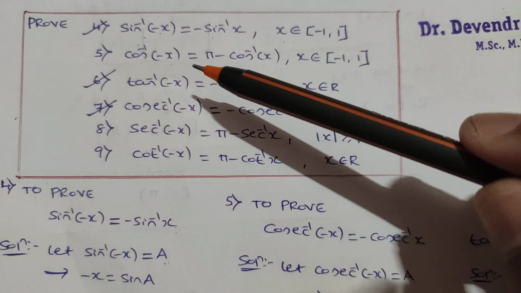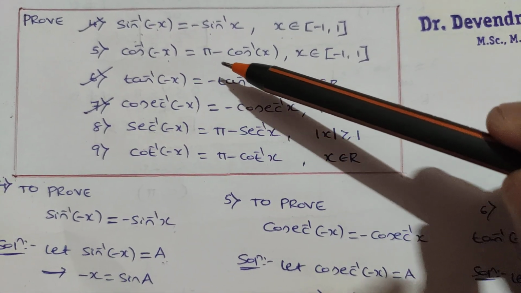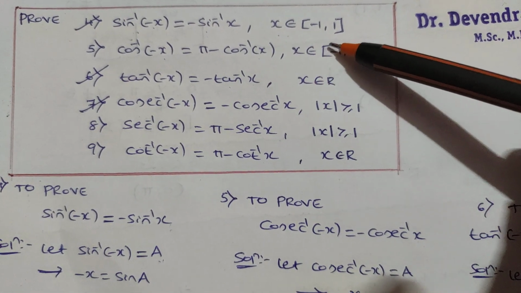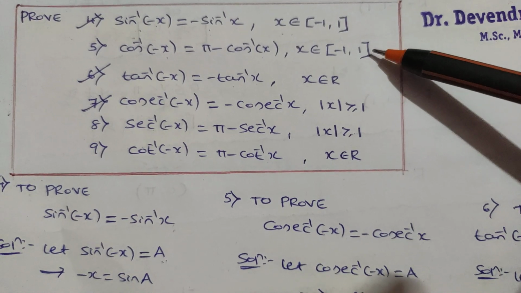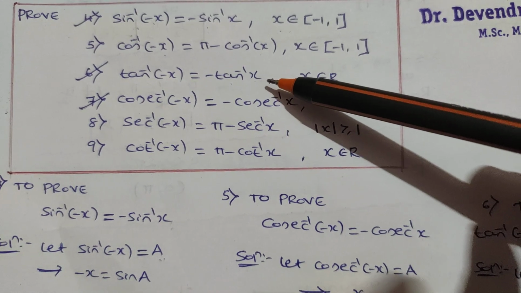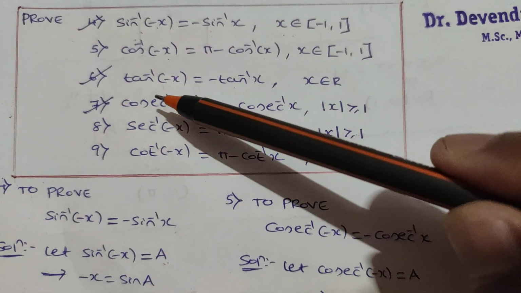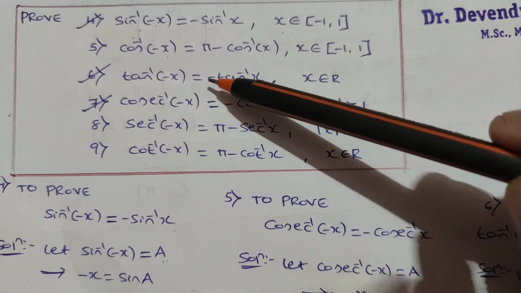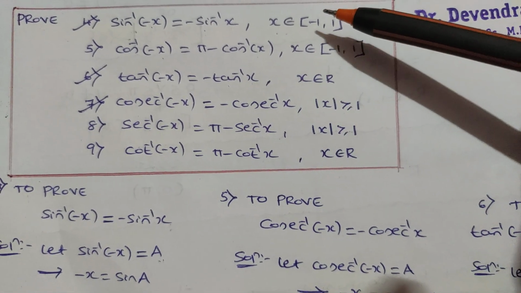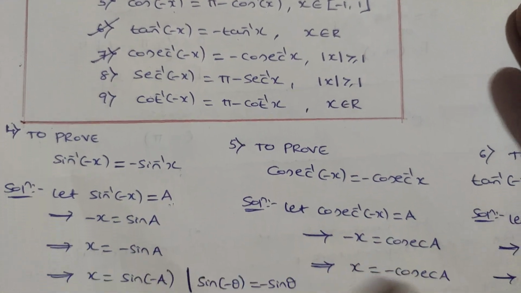Similarly, for proving cos inverse of minus x is equal to pi minus cos inverse of x, once again we observe the condition x belongs to the closed interval of minus 1 to 1. Whereas in the case of tan inverse of minus x is equal to minus tan inverse of x, x can be any real number. For any real number, this property holds. That is the meaning of the conditions we observe here. So let us prove the results.